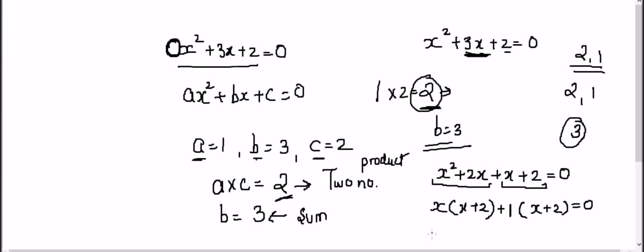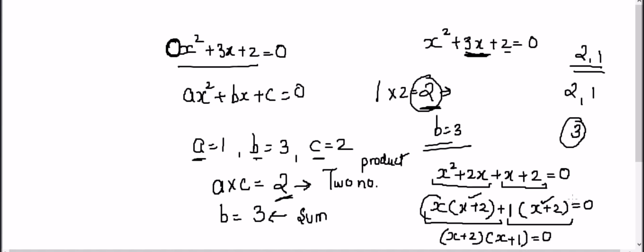Now again we have two terms. x times (x plus 2) is one term and 1 times (x plus 2) is another term. In those two terms, clearly x plus 2 is common. So x plus 2, and the remaining: if I take out x plus 2, x is remaining from the first, and 1 is remaining from the second. So it's x plus 2 multiplied by x plus 1.